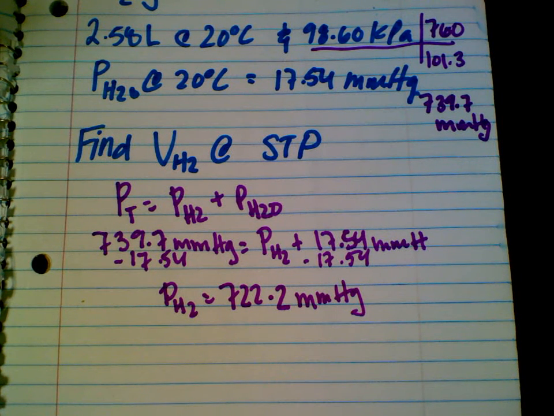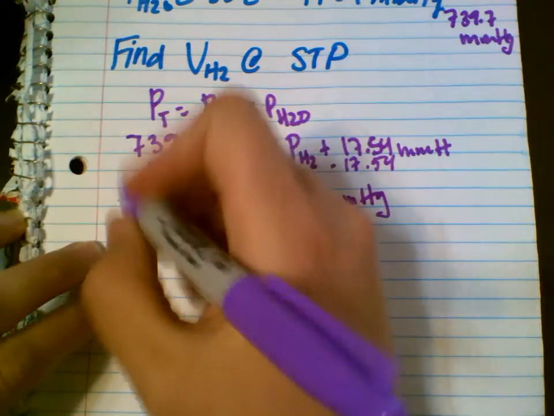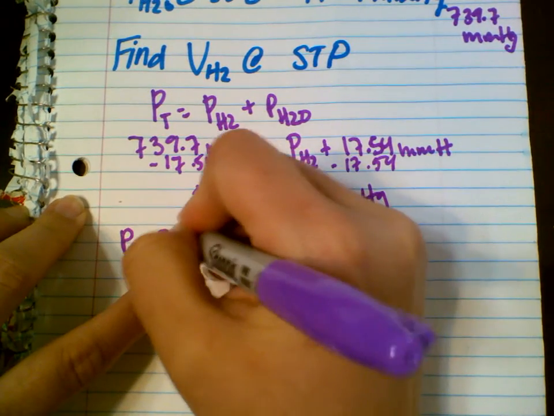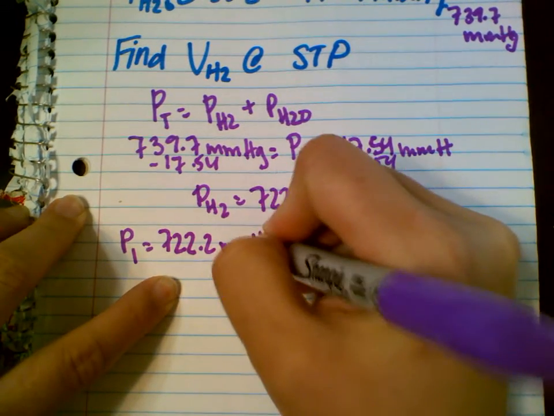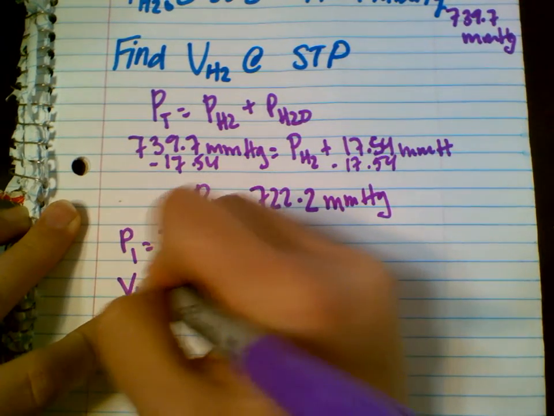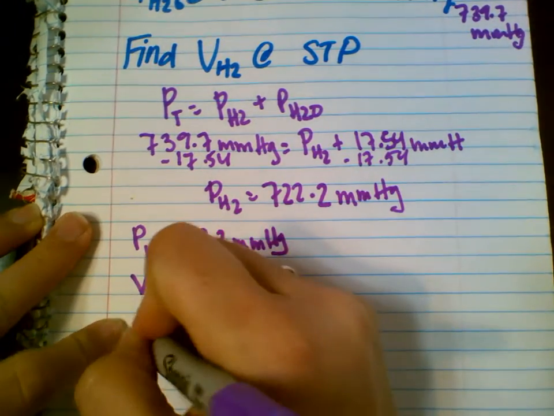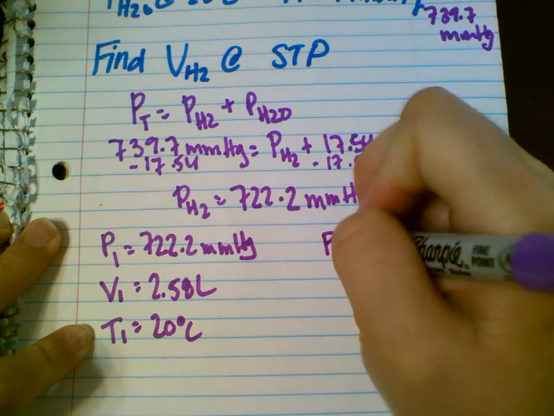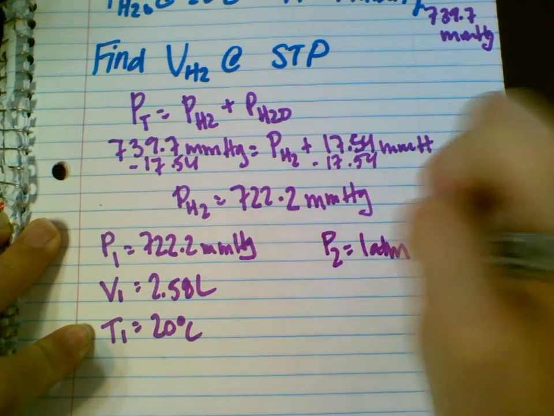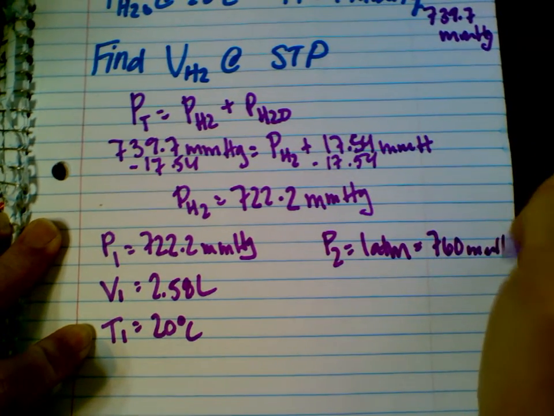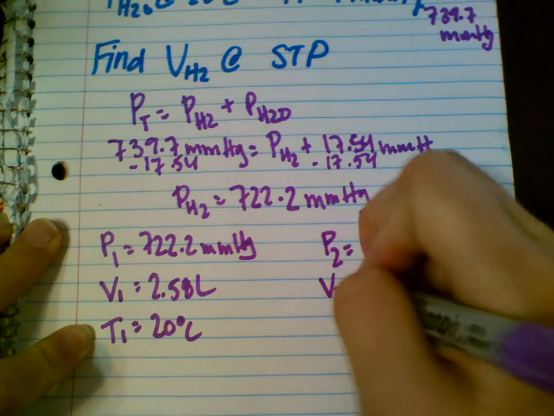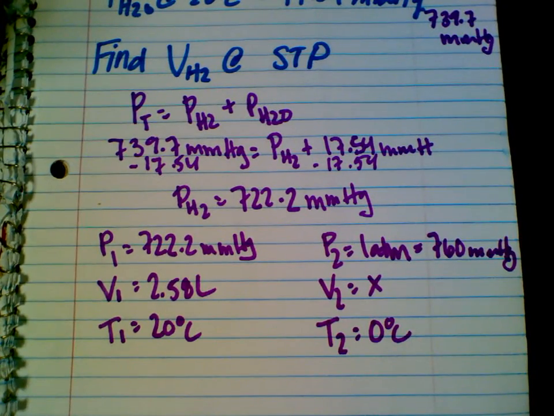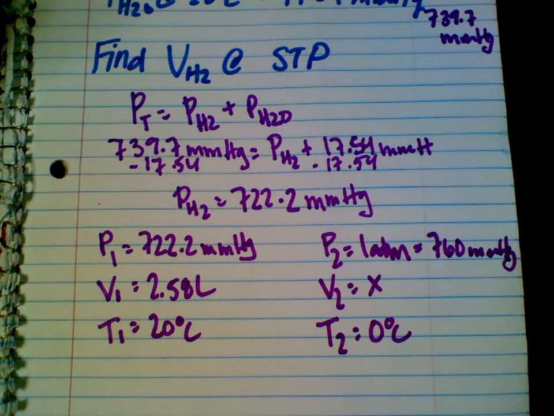So we're going to actually use the combined gas law here. So I have that my initial pressure of the gas is what I just calculated. My initial volume is that 2.58 from the problem, and my initial temperature is the 20 degrees Celsius. My final pressure, P2, is 1 atmosphere, which is 760 millimeters of mercury. We're looking for our new volume, and my final temperature is 0 degrees Celsius, because remember, STP is 1 atmosphere and 0 degrees Celsius.